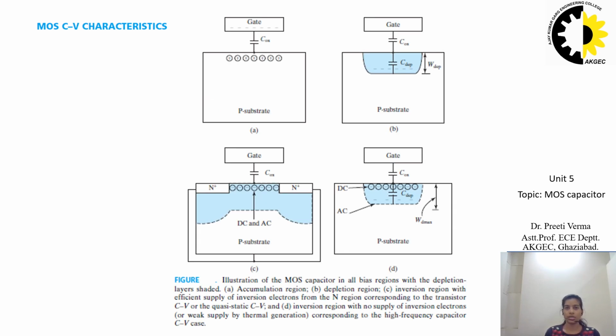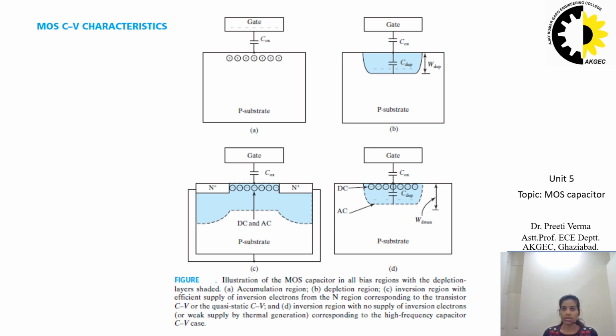In the accumulation region, the MOS capacitor is just a simple capacitor with capacitance C OX. In depletion, the MOS capacitor consists of two capacitors in series, the oxide capacitor C OX and the depletion layer capacitor C depletion. Under the AC small signal voltage, W depletion expands and contracts slightly at the AC frequency. Therefore, the AC charge appears at the bottom of the depletion layer.